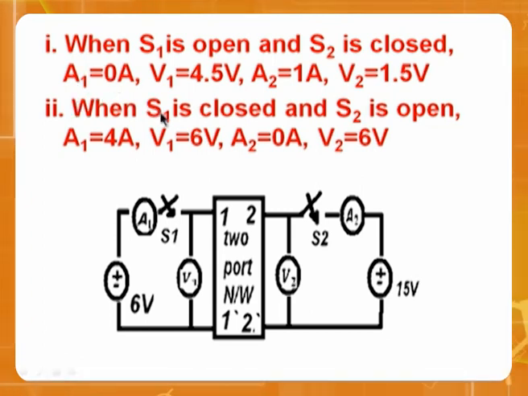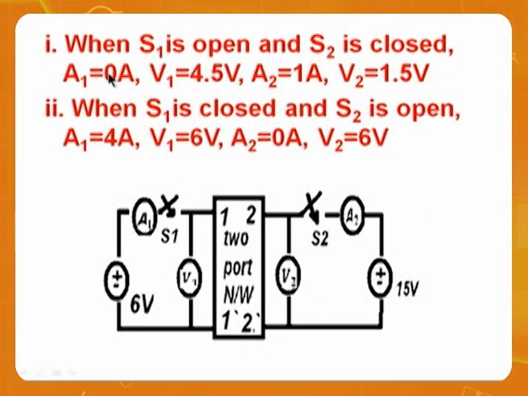Now when S1 is closed, S2 is open. That means I2 is 0. Then values are given. Please remember, when I1 is 0 here, what values will come? Z parameters will come. V1 by I2, you will get Z12. Then V2 by I2, Z22 will come. Like that you can get 2 parameters from here. The other 2 parameters will come from here.